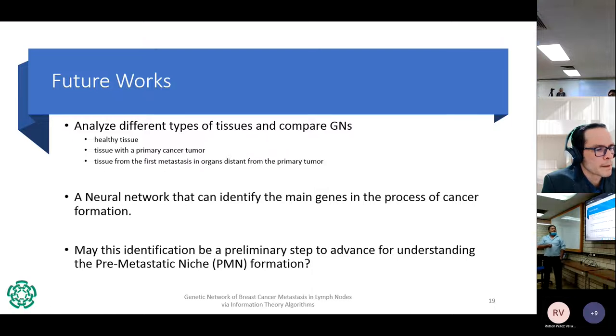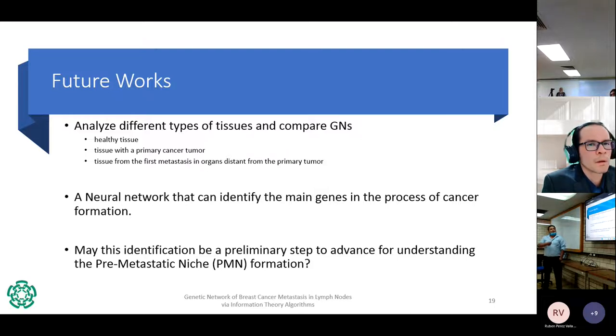Also, we could make a neural network that can identify the main genes in the process of cancer formation with the information that we obtain from the genetic networks. And to finish this presentation, we can pose the next research question: this identification is a preliminary step to advance the understanding of pre-metastatic niche formation. This pre-metastatic niche formation is very important because it describes the microenvironment when the cancer is forming.